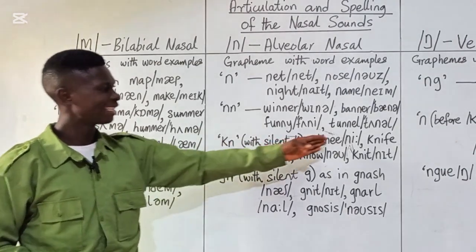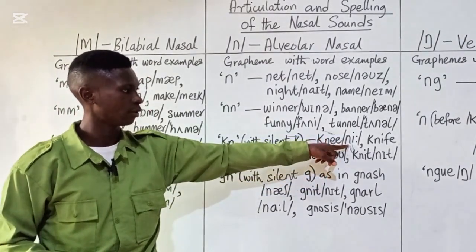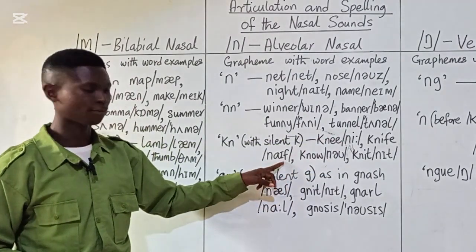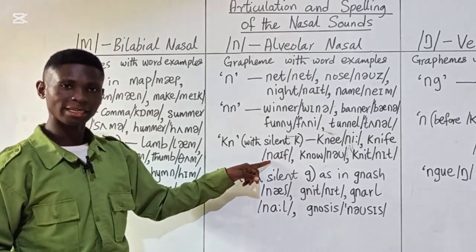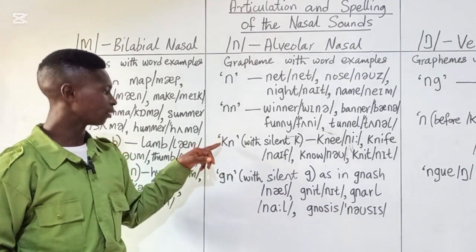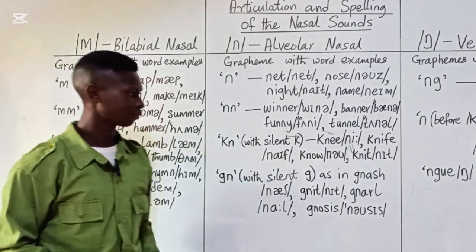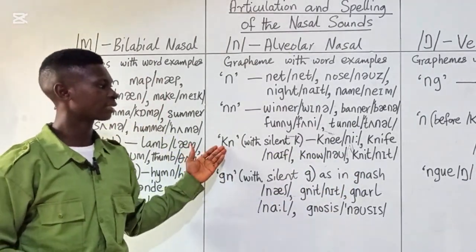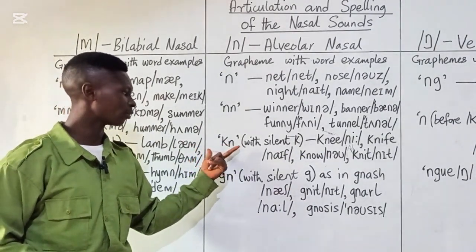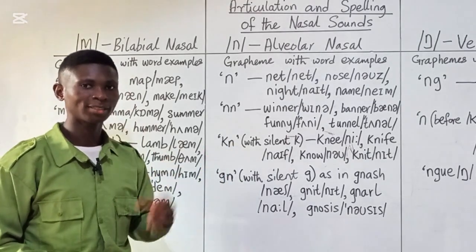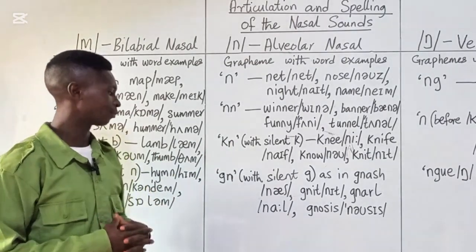In words like knee, look at the transcription. We don't have the K sound there. So it's knee, knife. Knife begins with the N sound, and that implies that we don't have the K sound. No and neat. So whenever you have this kind of letter arrangement, note that you're not going to have the K sound. Rather, you're going to have the N sound.